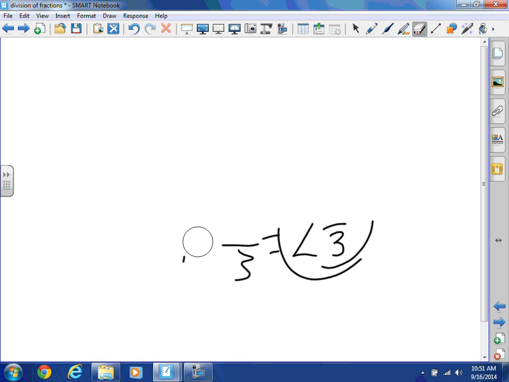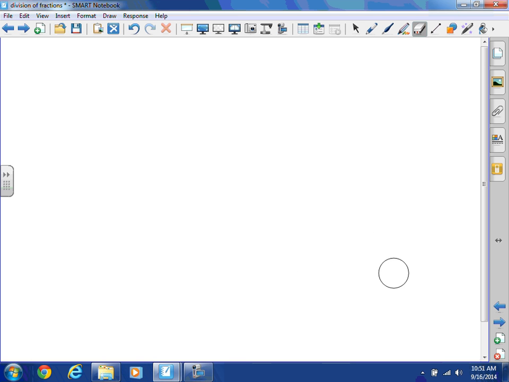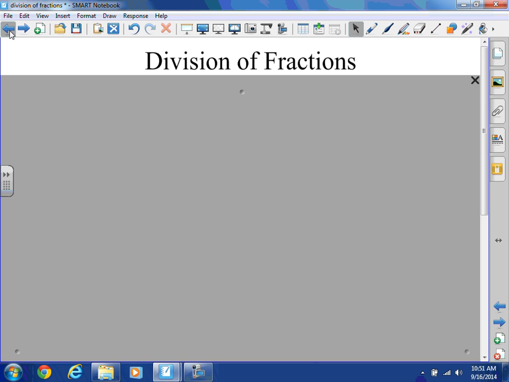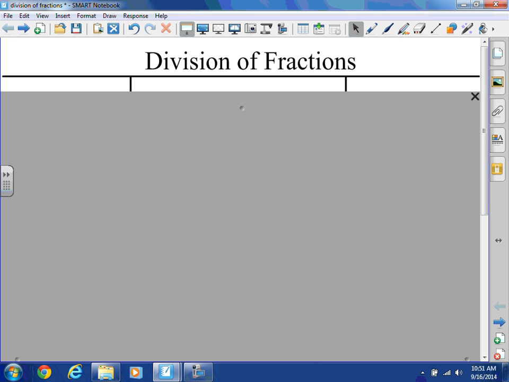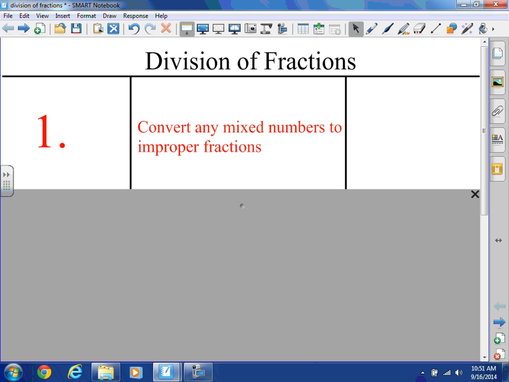That is going to make it very simple as long as you focus. But let's take some notes first, just to review what division of fractions is. When you're talking about division of fractions, your very first step is you have to convert improper fractions or mixed numbers to improper fractions.